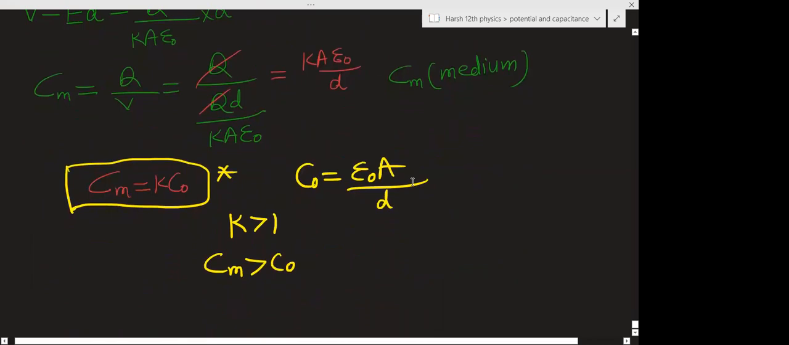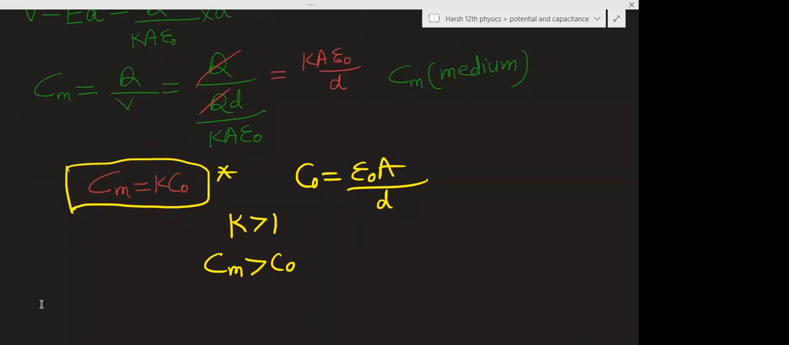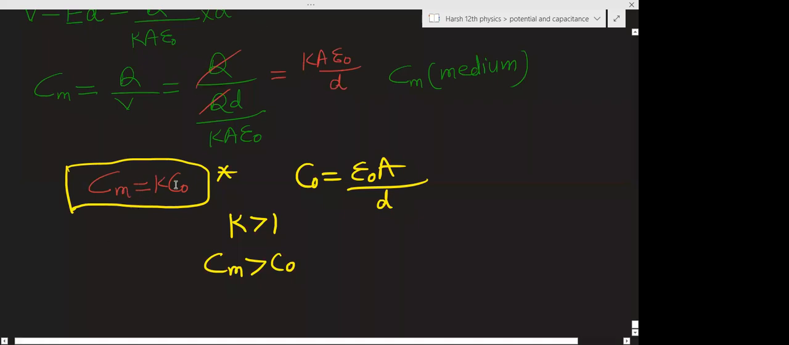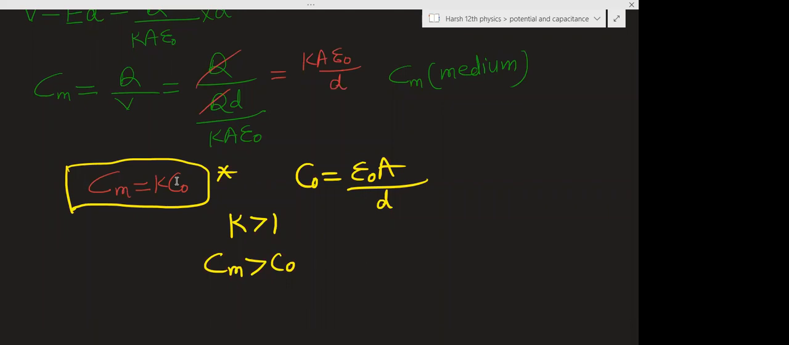Now it's fine. So if someone is not asking for the derivation, learn only the formula. Capacitance in a medium is K times the capacitance in air, where K is the dielectric constant of the medium.